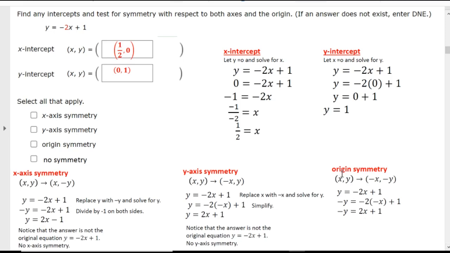The last one is to check for origin symmetry, which means that we're going to change the x and the y, make them both negative. I'm going to replace my y with a negative y, and my x with a negative x, and simplify it. If I divide by negative 1, then I end up with y equals negative 2x minus 1. When we compare it to our original equation, they're not the same. So we say that there's no origin symmetry.